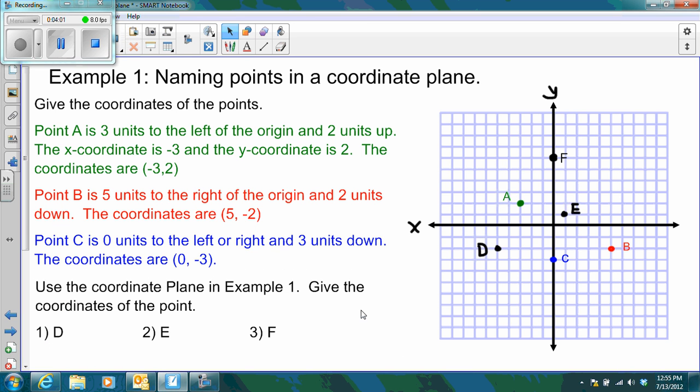So try to label on your own for homework D, F, and E. Remember, when we're doing this, we're not looking at the letter, we're looking at the point that the letter is next to. That's where you're actually going to be reading.